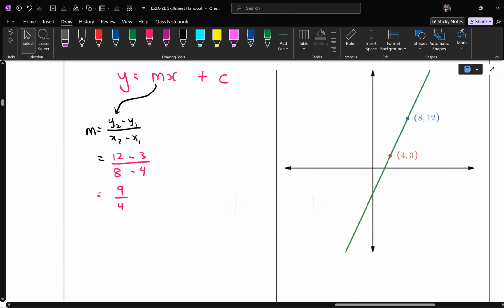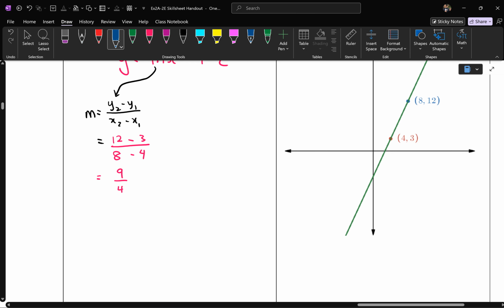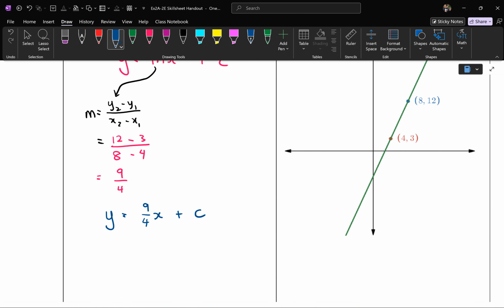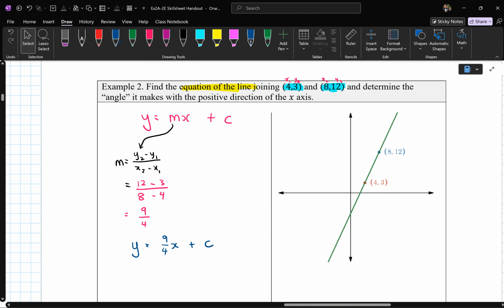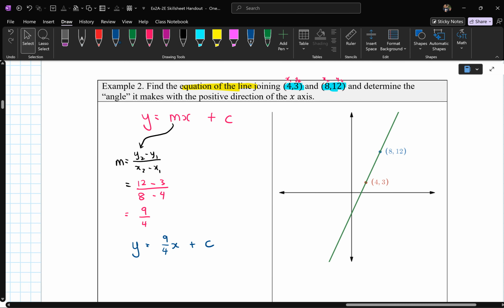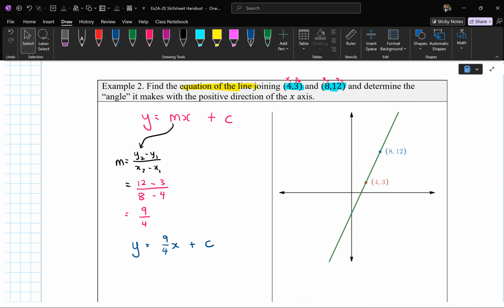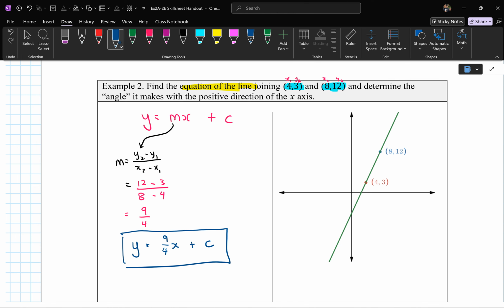So that means the equation of this line, I now know this. It's y equals 9 over 4, my m, x, but I still don't know what my y-intercept is. So how do you find the y-intercept? What do you do now? Sorry, your name was? Zoe. Very good.